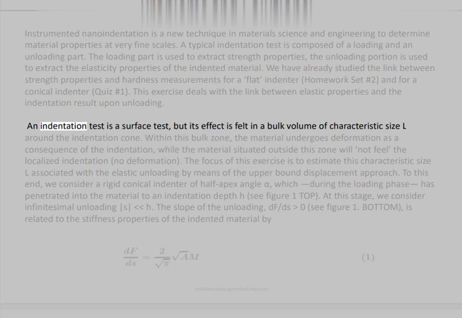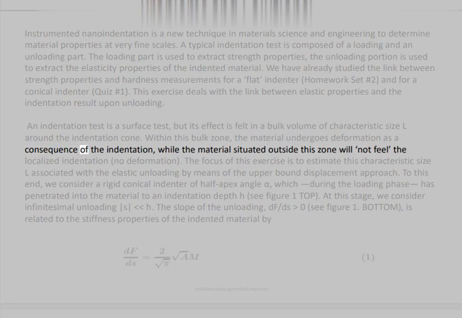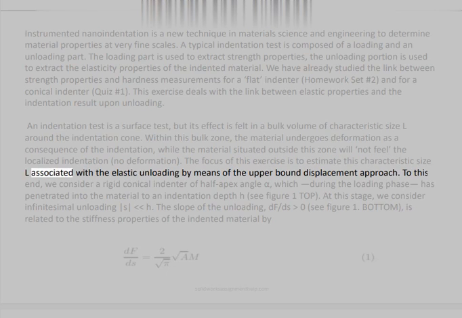An indentation test is a surface test, but its effect is felt in a bulk volume of characteristic size L around the indentation cone. Within this bulk zone, the material undergoes deformation as a consequence of the indentation, while the material situated outside this zone will not feel the localized indentation, no deformation. The focus of this exercise is to estimate this characteristic size L associated with the elastic unloading by means of the upper bound displacement approach.